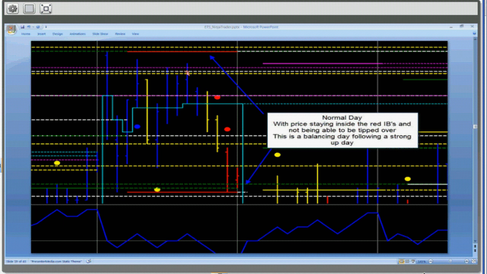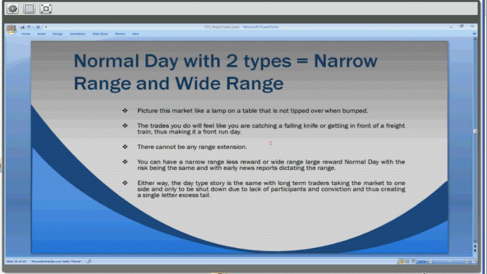Now, this is a normal day on a bar chart. Here's your red line saying it's going to be a wide range normal day, and we just define this market. We're going to be selling the highs, bringing it down. We'll be buying the lows, taking it up. Same story. It's like a lamp on a table. It's just a balancing market. It's going to balance all day long. We get caught up in a couple of those questions, so I put this slide up.